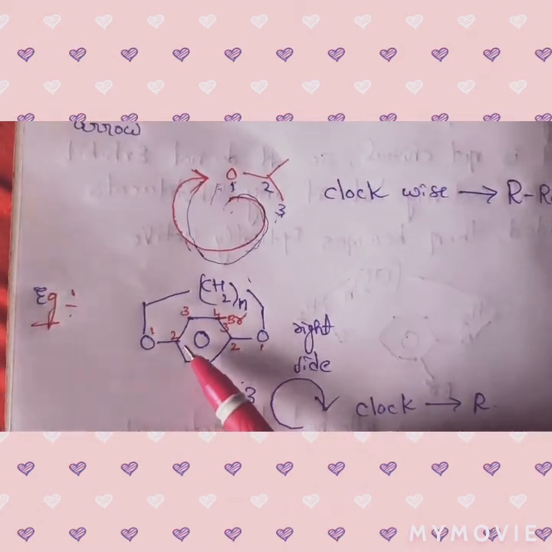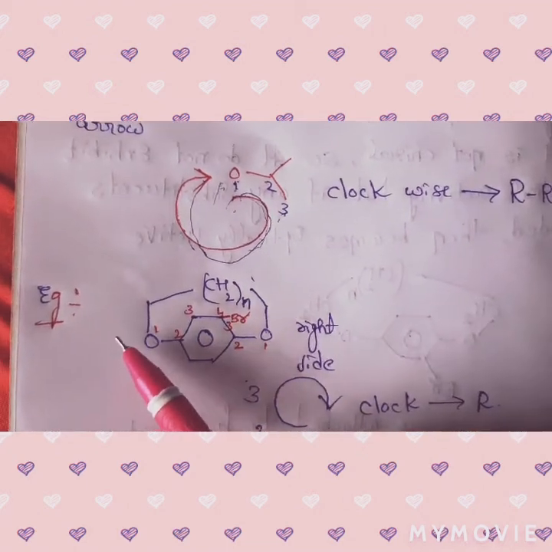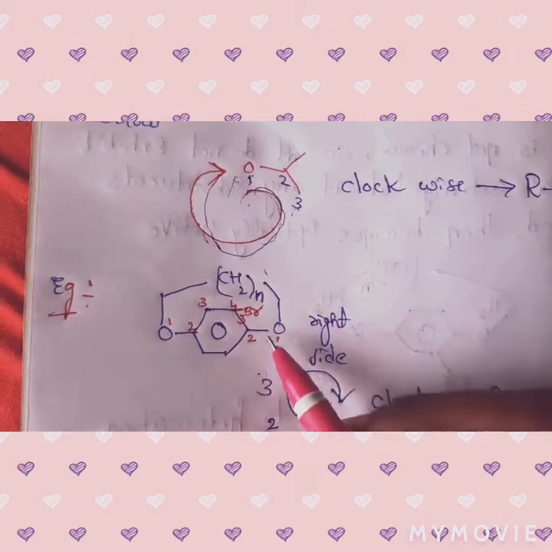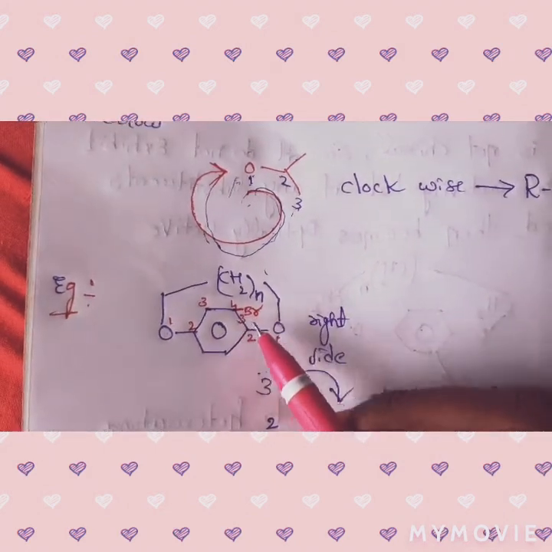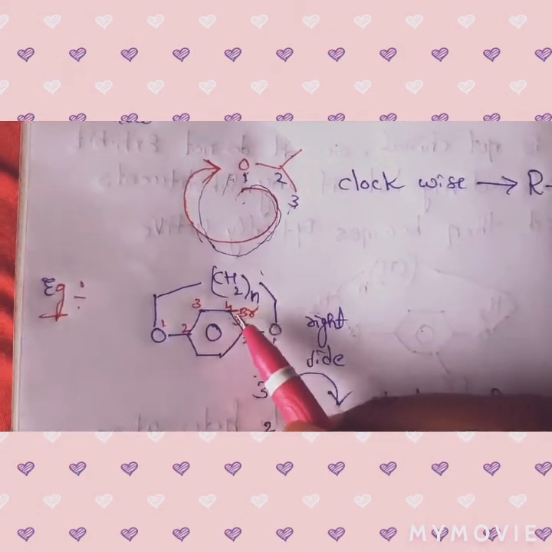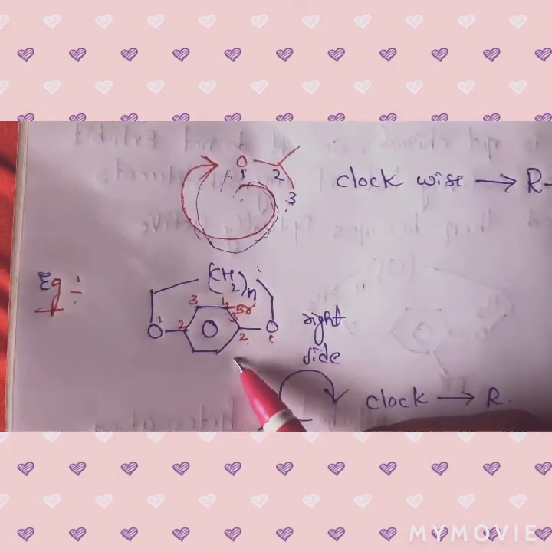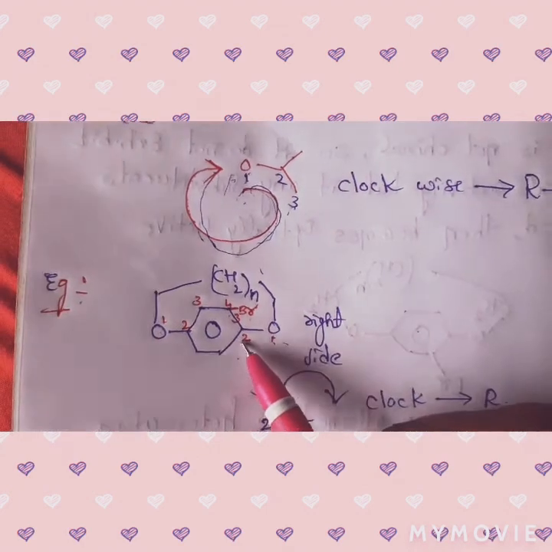1, 2, 3, 4. From the left side, the fourth carbon has the substituent. From the right side, 1, 2, 3, the third carbon has the bromine. So this side is preferable.